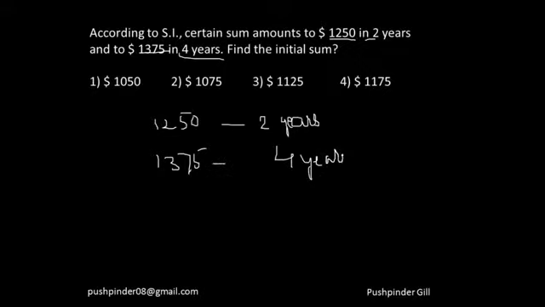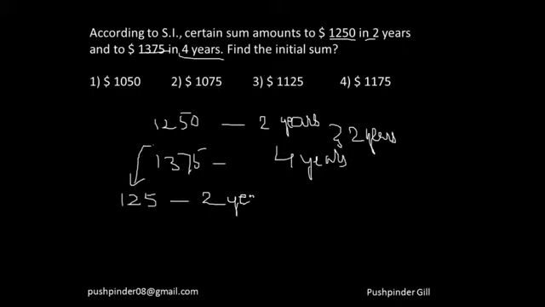So you know that every year it increased by the same value. Within this period of 2 years it increased by the difference, 1375 minus 1250, which is 125. So it increases by $125 every 2 years. And what is the principal?